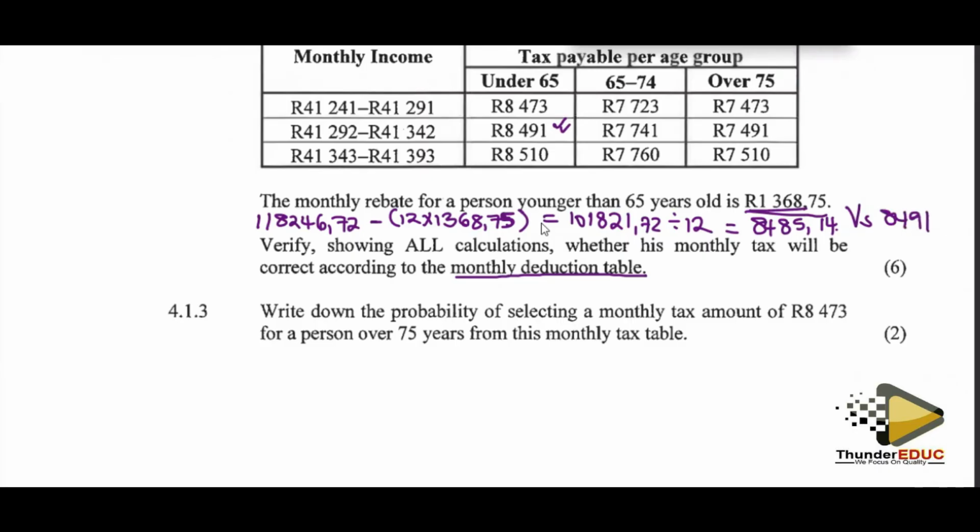So this number here versus that number are not the same. So the conclusion you come and say is it's incorrect. They said verify showing all calculations whether the monthly tax will be correct according to the table. The table gives us 8,491. For us, we get 8,485. So they don't match. So it's incorrect.